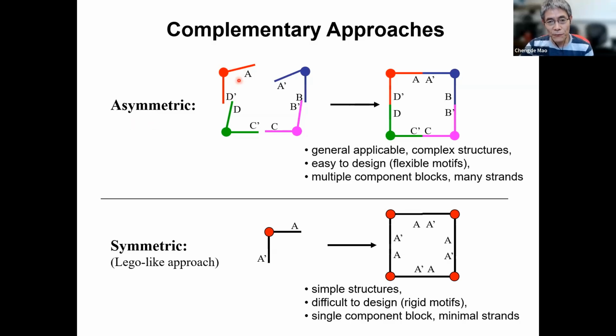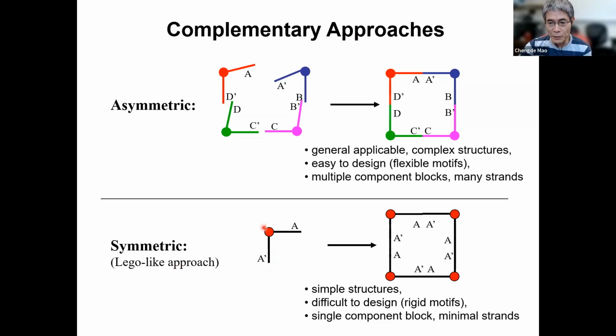You make four different building blocks: red, blue, purple, and green, and you make these sticky ends. This end interacts with this one, this end interacts with this one, and so on. You put these four building blocks into the solution, and they can find each other and then assemble into a square. That's correct.